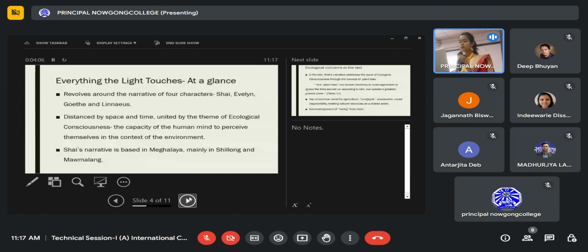Now, about this novel, as I have said, it is about the four characters, Shai, Evelyn, Goethe, and Linnaeus. They are distanced by time and place, but they are united by the central theme of ecological consciousness. That is the main crux of this novel. Shai's narrative is based in Meghalaya, mainly in Shillong and Mamalang. Mamalang is the place where she goes to visit her nanny, Oin, and we see through the image of this character, Oin, how a person is deeply rooted with the soil, and even in the later stages of our life, how we crave for our motherland or the touch of soil.